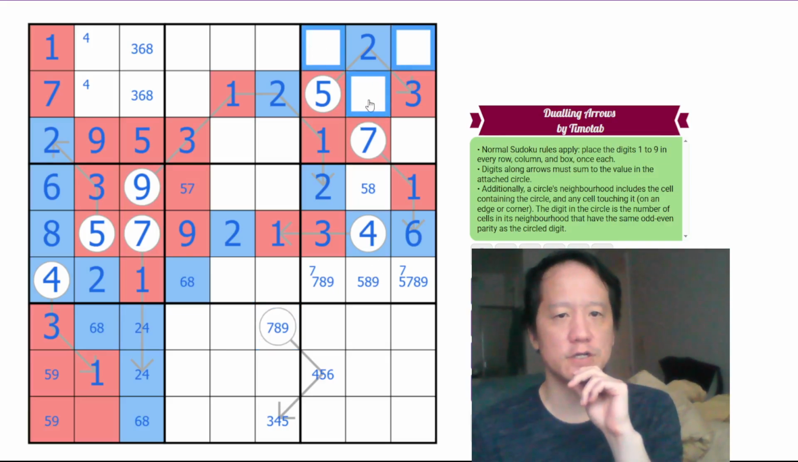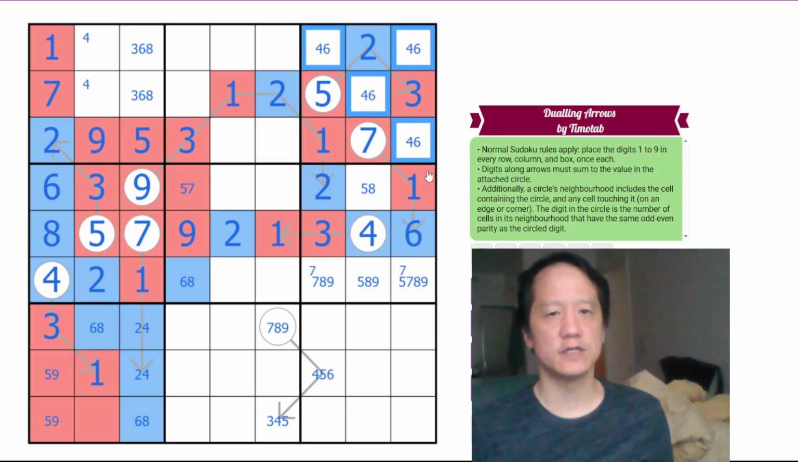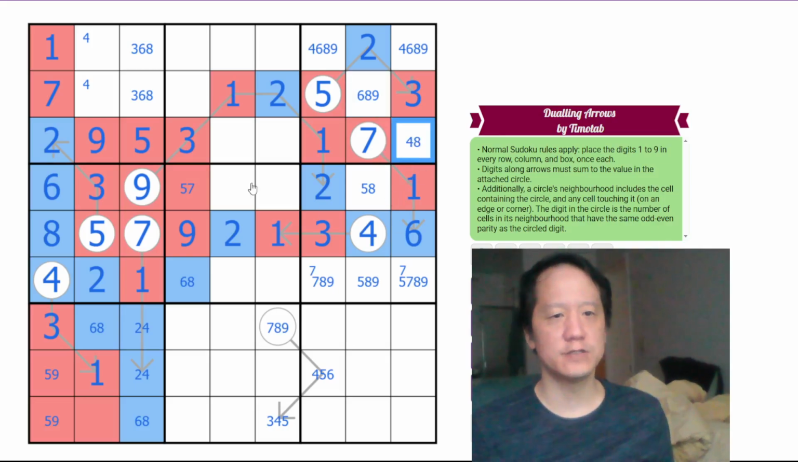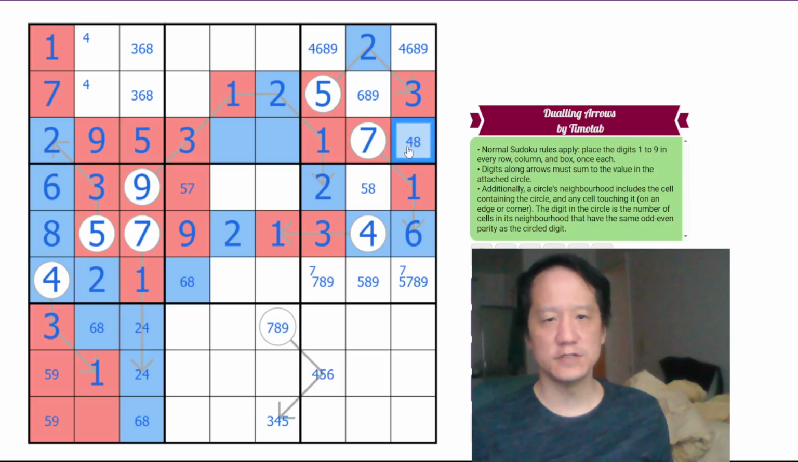What digits are in this box here? It's 6, 4, 6, 8, and 9. This can't be 6. This can't be 4. This can't be 9. This has to be even then. So, oh yeah, we have all 5 odd digits in row 3. We should have been able to see that. This is even, this is even. Since this is even, that is the maximum even digits we can have.